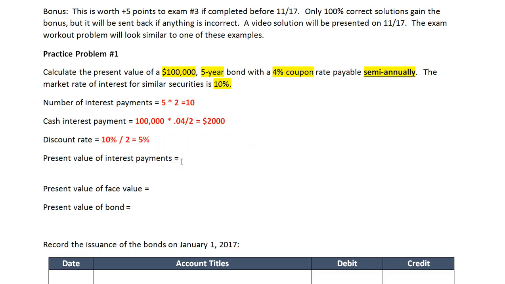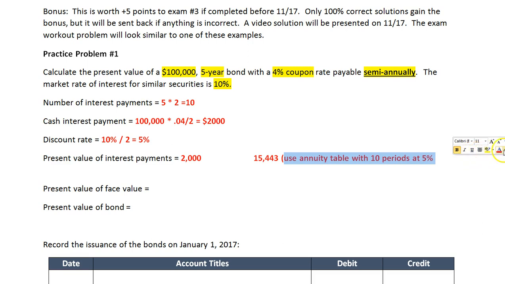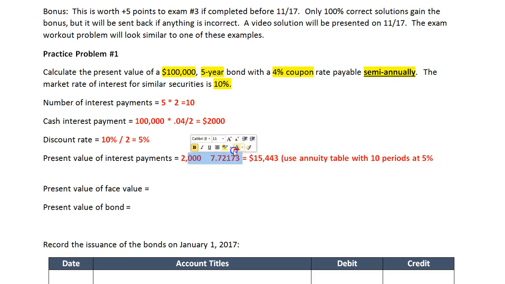Alright, the present value of the interest payments is going to be equal to the 2,000 times a number we need to look up in the table. I'm not going to scroll down. I think you guys have the skill set now. I'm going to show you what I plug into the table. So we're going to use the annuity table with 10 periods at 5% interest per period. And we'll get this annuity factor from the table, and it will equal 15,443. There's the multiplication sign.